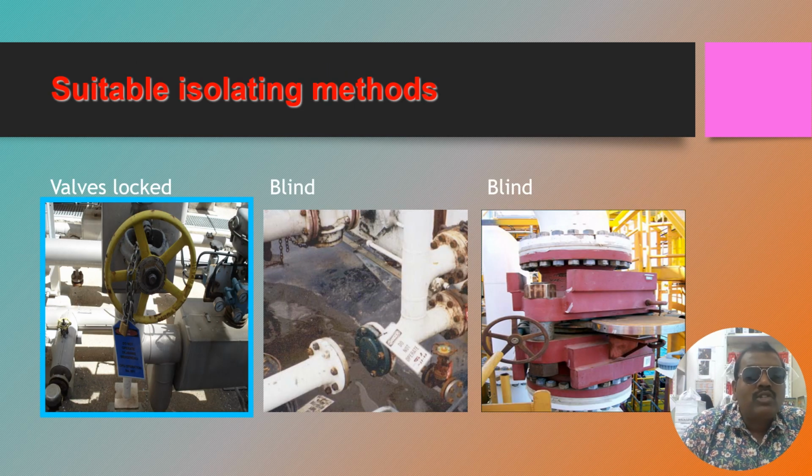Okay, walls can be locked. In this second photo you can see you can put a blind like this. You can remove the spool between. Okay, these are a few examples.